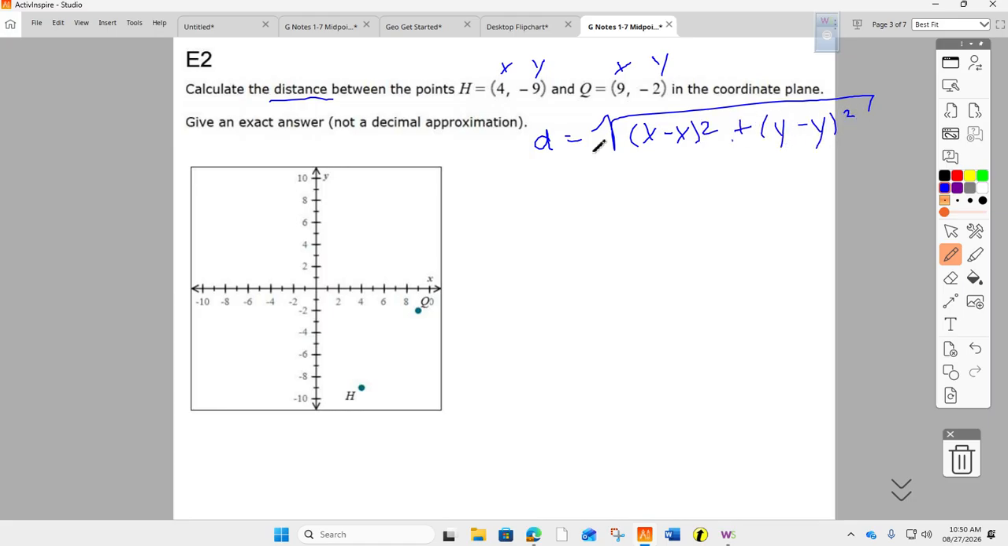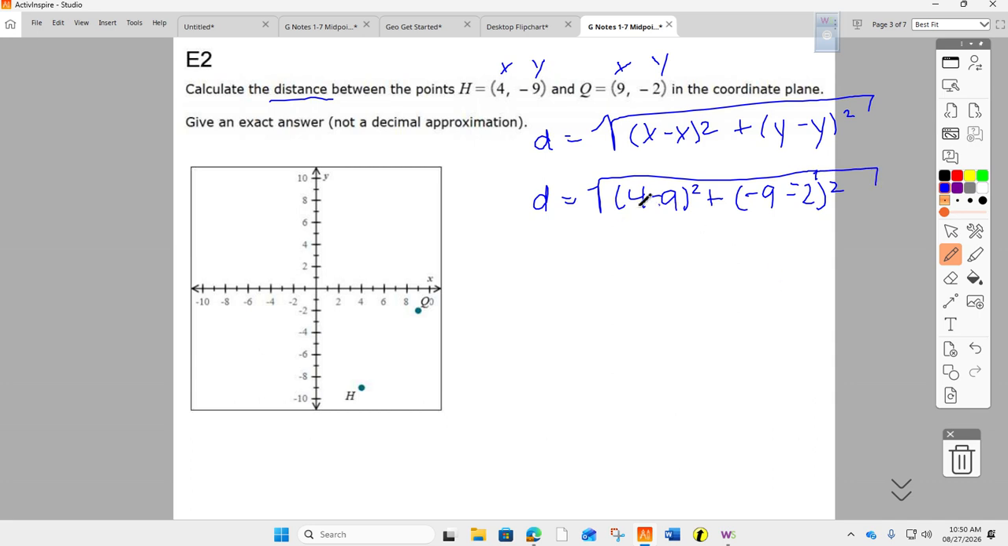I don't usually even write the subscript. You can if you like. I'm just going to make sure I match mine up. And I usually just do left to right. So I'm going to do d equals the square root of (x minus x) squared, so (4 minus 9) squared, plus, now we're going to do (y minus y) squared, so (negative 9 minus negative 2) squared.